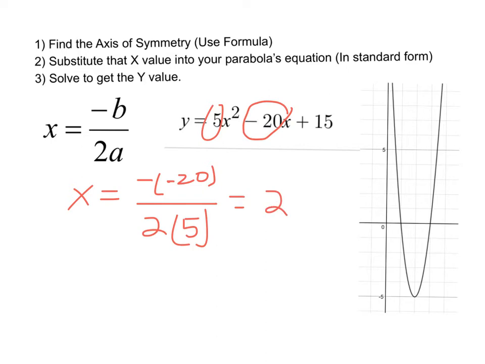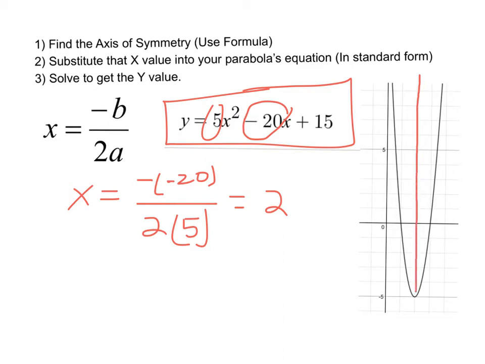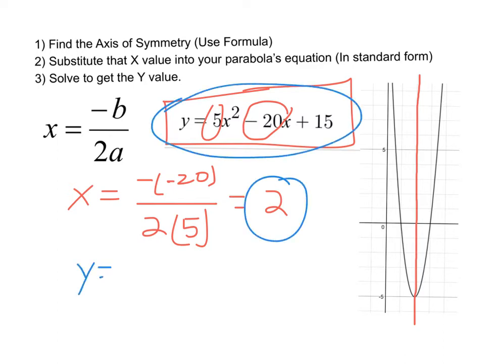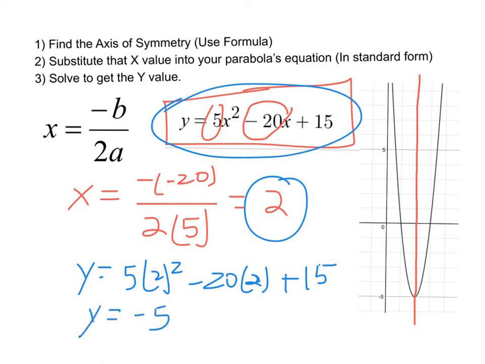So again, that means in this case, this equation right here, that 2 right here, x equals 2, is our axis of symmetry. Right through there. Now again, we'll go one step further and find the minimum in this case, because it opens upwards. Take that 2 and plug it back into the original equation. So y equals 5 times 2 squared minus 20 times 2 plus 15. And you go back and solve this, and obviously that's negative 5. So y equals negative 5. That means this point right here, the lowest point on here, the minimum, is the point 2, negative 5.